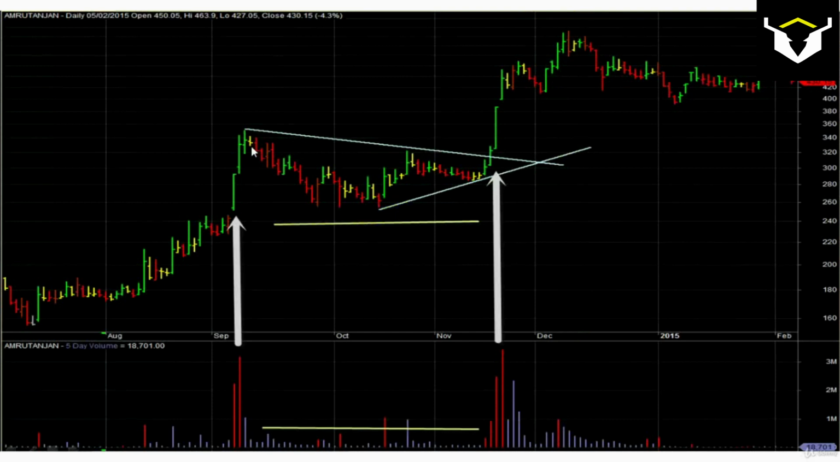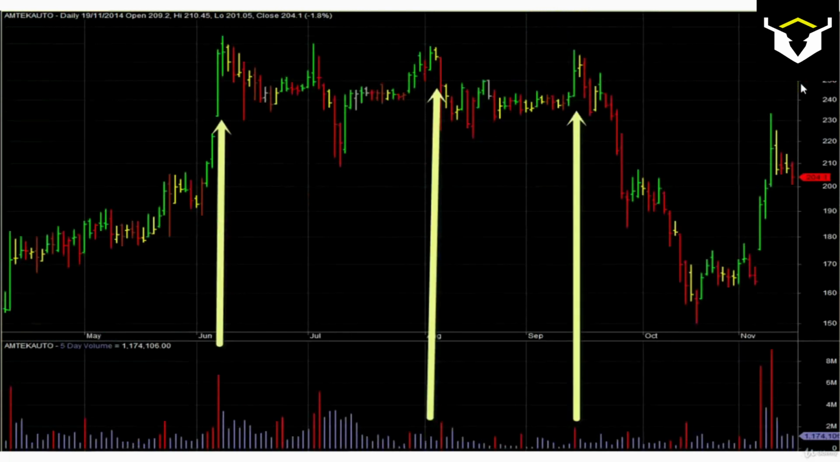You can see here a new high was made on heavier volume, followed by contraction of volume. Again a new high on heavier volume, and prices continued to go higher. Again a new high was made, but on extremely light volume. This is a reason for concern. This suggests that prices may not sustain themselves at these levels, which they did not, and then they pulled back and started consolidating.